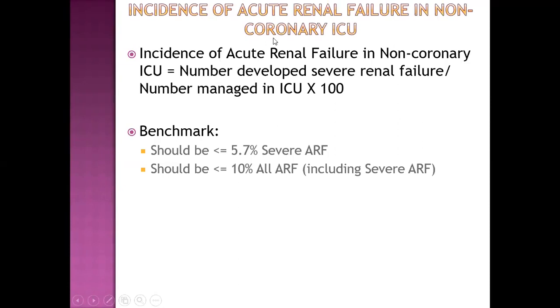Incidence of acute renal failure in non-coronary ICU is equal to number developed severe renal failure divided by number managed in ICU multiplied by 100. It should be less than 5.7 for severe acute renal failure, and it should be less than or equal to 10% of all types of acute renal failure.